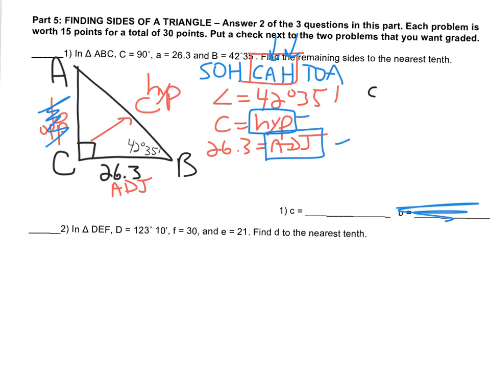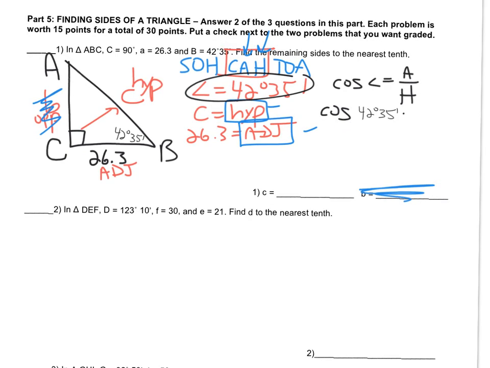So I'm going to write out the cosine of an angle equals adjacent over hypotenuse, and now I'm going to plug in the different values. I have the cosine of the angle. Well, the angle is 42 degrees, 35 minutes. So I have cosine of 42, 35. That equals the adjacent, that's the 26.3, over the hypotenuse, which is little c.